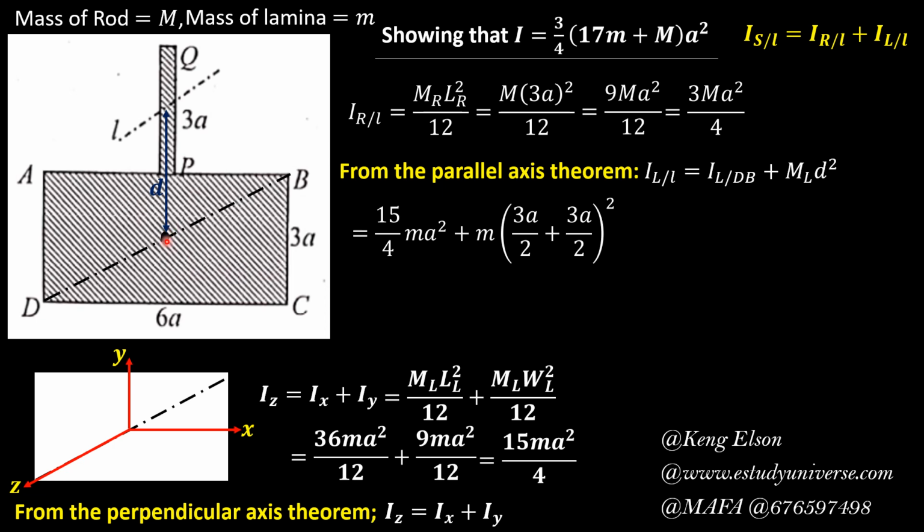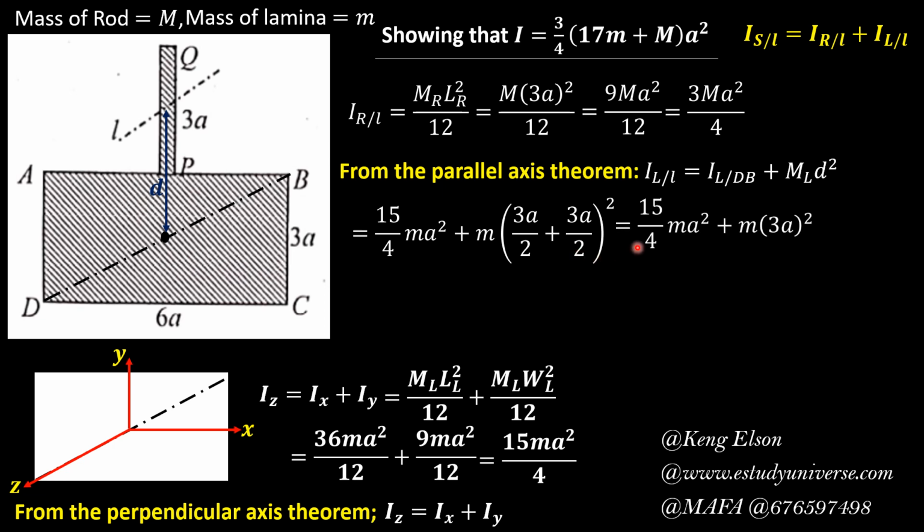And since this is a center, this small distance here is simply half of the width, which is 3a divided by 2. Now since this is also the center of the rod, the distance from P to the center is the length of the rod PQ divided by 2. Fortunately the length of the rod is 3a, so we have 3a divided by 2 for both distances. So the distance d is the distance from the center of the lamina to the line AB plus the distance from P to the center of the rod, which is 3a on 2 plus 3a on 2. That is just 3a. When we square it, we get 9a squared.